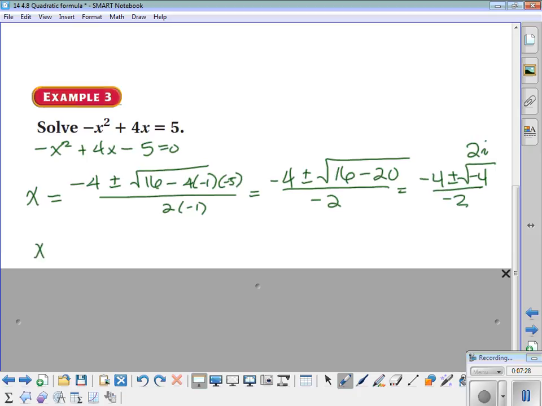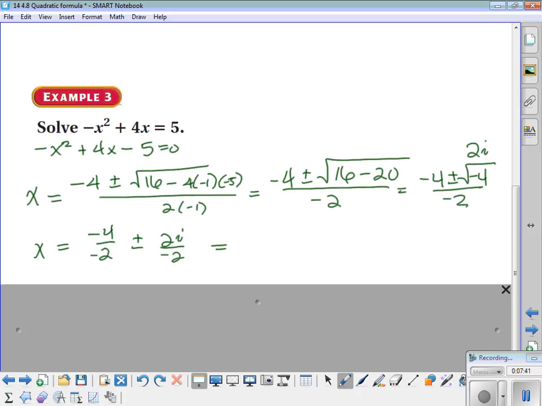All right, so that means I've got x equals negative 4 over 2 plus or minus 2i over 2, except for those are negative 2's. Sorry about that. So then I can simplify it the rest of the way. Negative 4 divided by negative 2 is a positive 2. And then because I have plus or minus, it doesn't really matter. It's still going to be plus or minus. It's just the plus and minus have essentially switched places, but it's still positive or negative i.